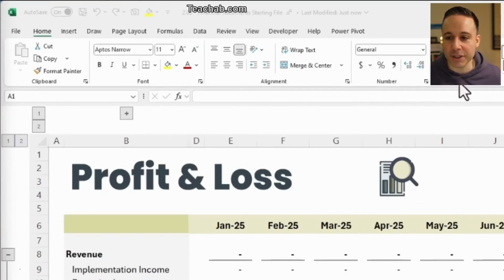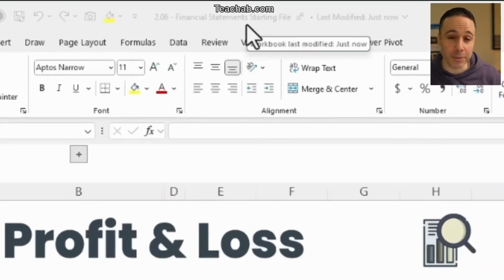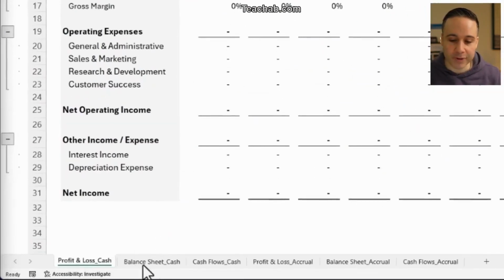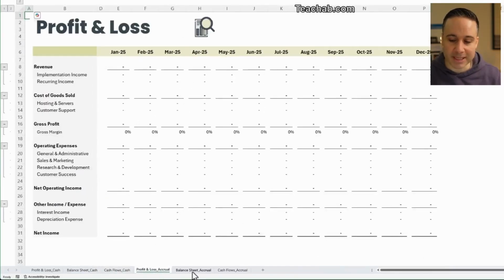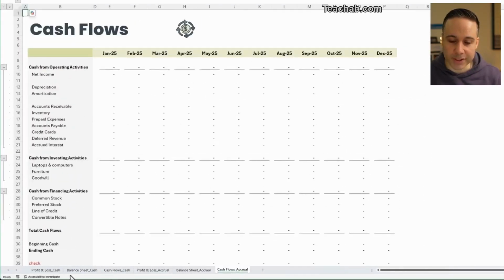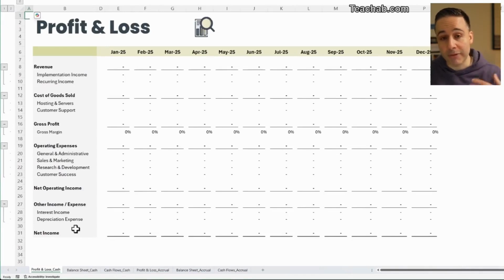So as you can see, we have a starting file, which is available for you to download, where we have the three financial statements under the cash basis, and then the three financial statements again, this time under the accrual basis. So I'm going to now describe 5 examples, and with each example, I want you to record how exactly our financial statements will be impacted under both the cash basis as well as the accrual basis. So let's begin with example number 1.